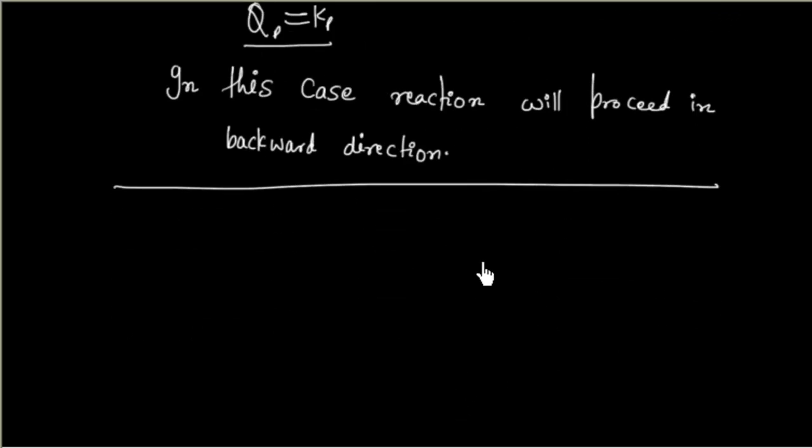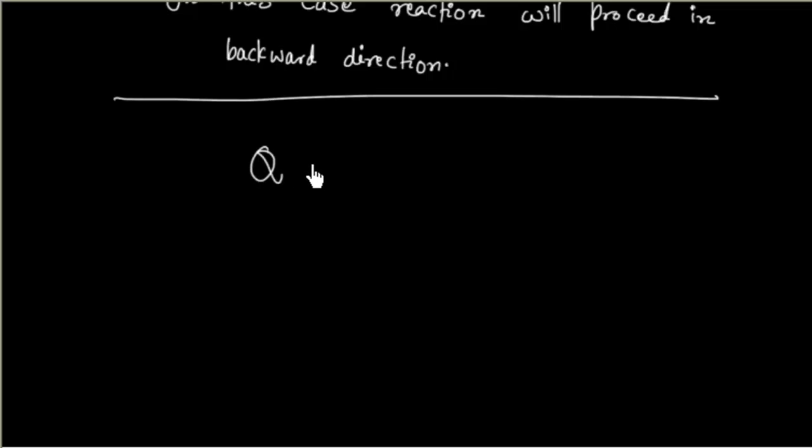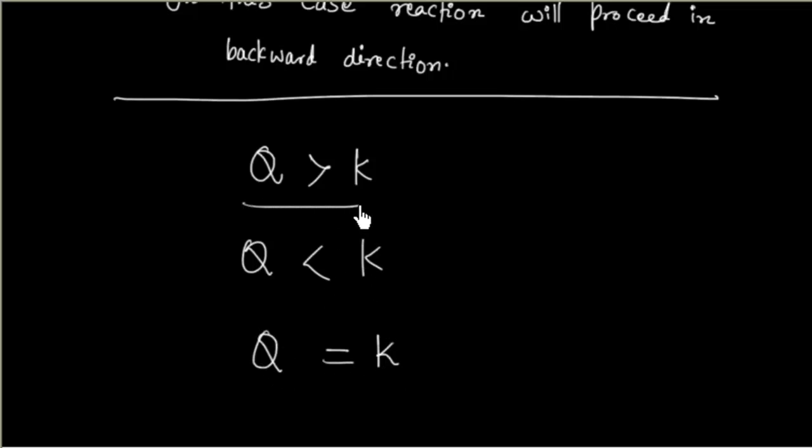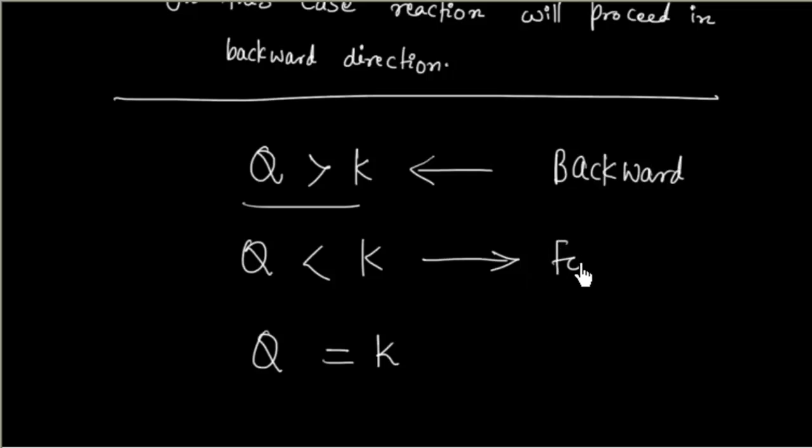So the lesson for this exercise is that we have to compare whether Q is greater than K, Q is less than K, or Q equals K. If Q is greater than K, I have to decrease Q, and this is possible if the reaction goes in the backward direction. If Q is less than K, I have to increase Q, that is, we have to increase the product. This means the reaction has to go in the forward direction. And if Q equals K, the reaction is at equilibrium.